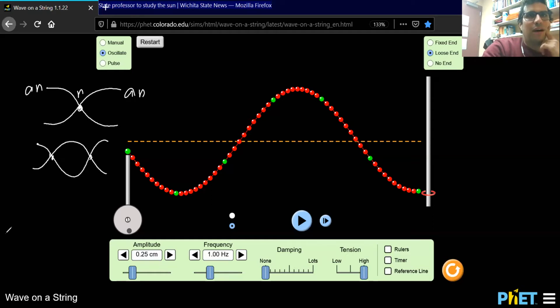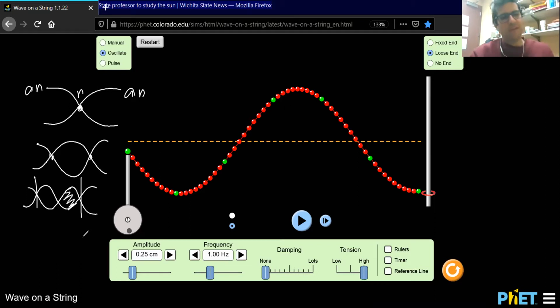That would be the odd one, so it'd be like that. Something like that. The drawings are getting worse, but each successive harmonic adds a complete bump, and there are always still the half bumps on the 2 sides.